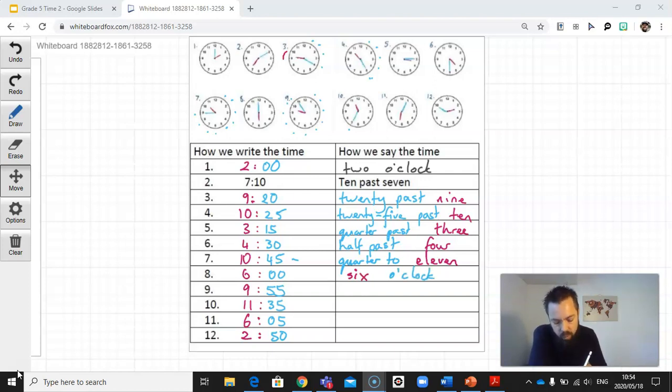All right, the next one is almost at the 10, so we're going to talk about it being something to 10. And in fact, if we look at the clock for number 9, we can see that it's 5 minutes until the next hour. So we talk about it being 5 to, and the next hour is 10.